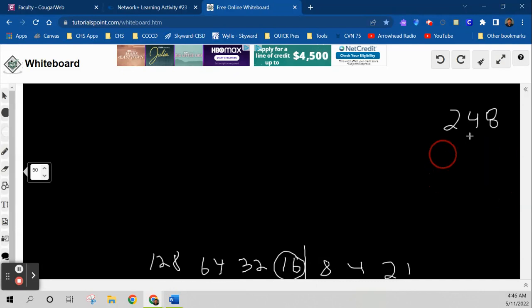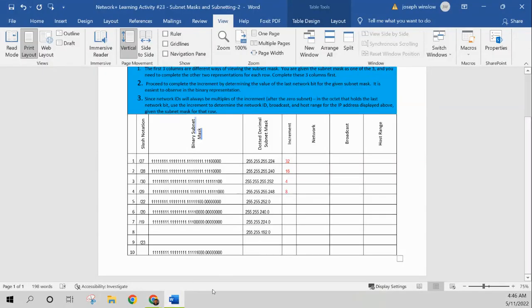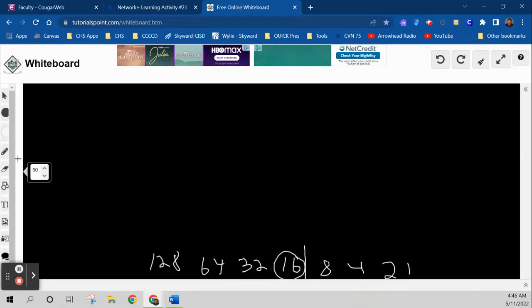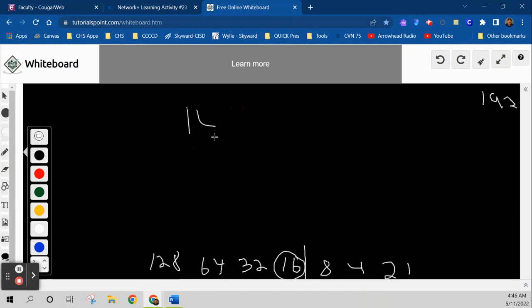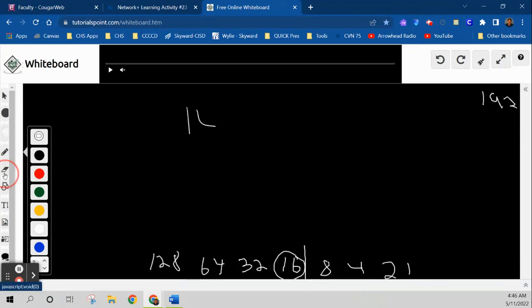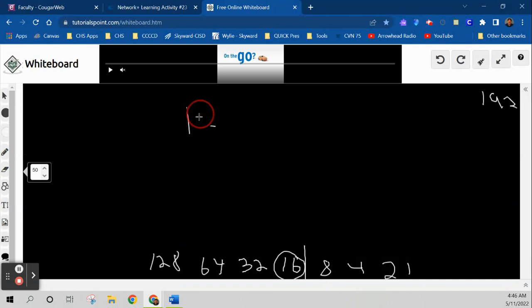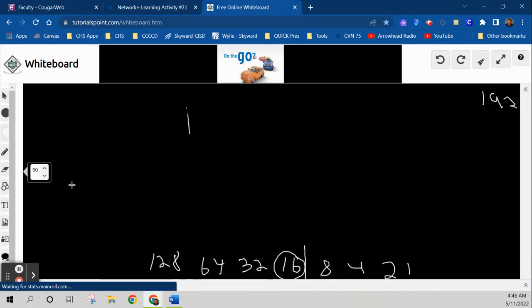Almost there. So we said that the number we're dealing with is 192, I think is what it said. Yep, 192. So I need to get to 192. I'm going to put that right here as a reminder, so I don't have to go back and forth. And remember, it's all in order, so we know we're going to need a 128. Okay. So I know I need a 128.